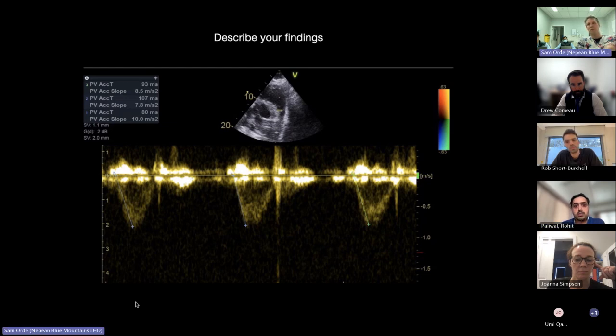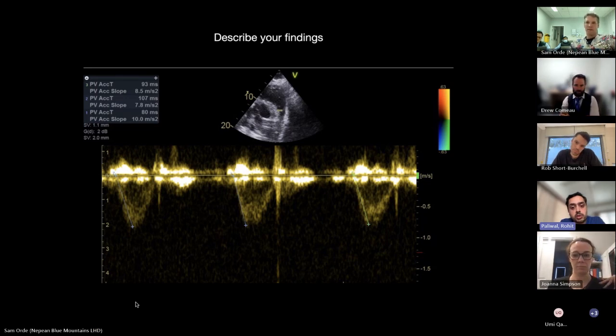Any other information that can be gleaned from particularly the profile of the Doppler? Yeah, so what we're seeing is a notching at the peak of the wave, which is also known as a flying W sign. Resistance can lead to obliteration of flow before it continues. So that's another sign. Of what? Of increased pulmonary artery pressures, increased pulmonary vascular resistance, or severe pulmonary hypertension. Yeah. Very nice.